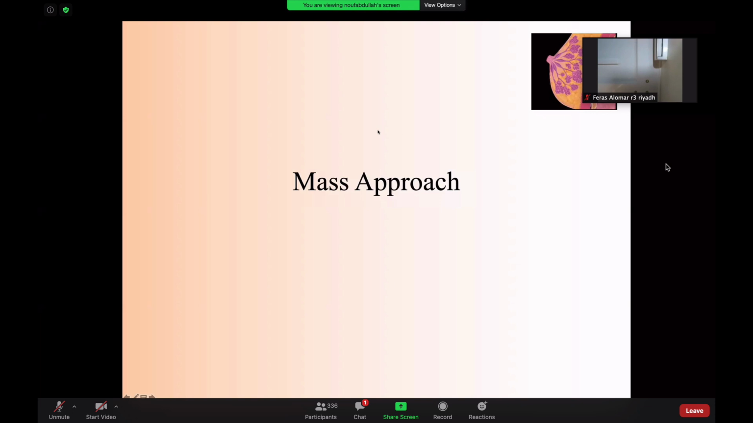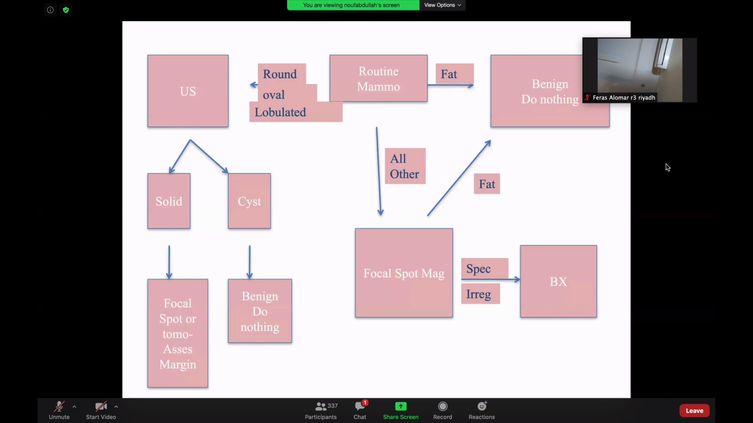Just keep in mind, if I go back to the mass approach, the age of the patient is probably important in these cases. If you're dealing with a patient who is less than 30 or less than 40 years and comes with a palpable mass, I would start with ultrasound and then maybe do a mammogram. In contrast, if I have a patient who is 40 years or older and comes with a palpable mass, I would do a mammogram.